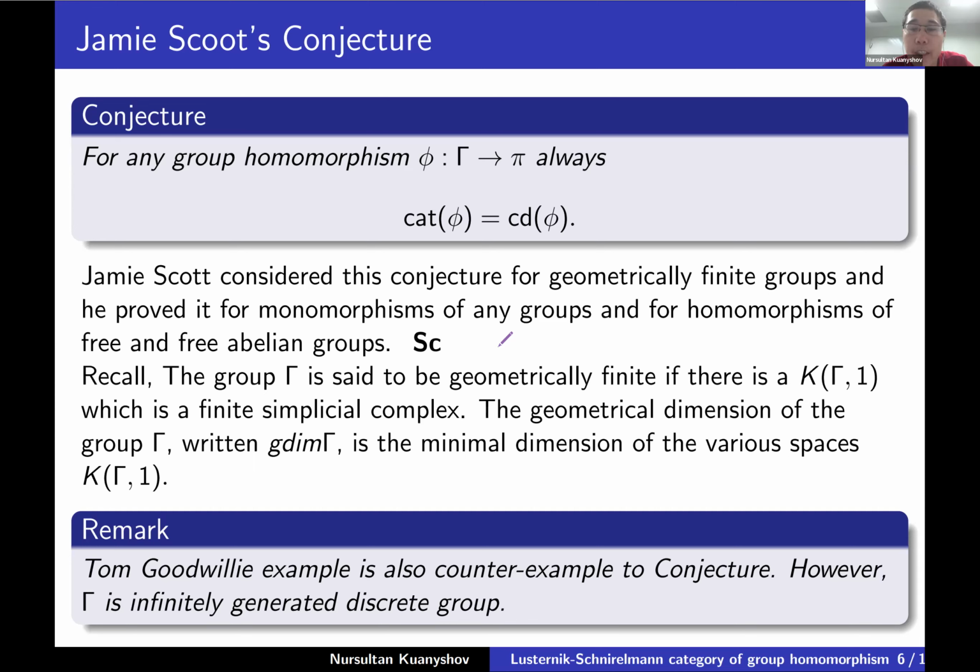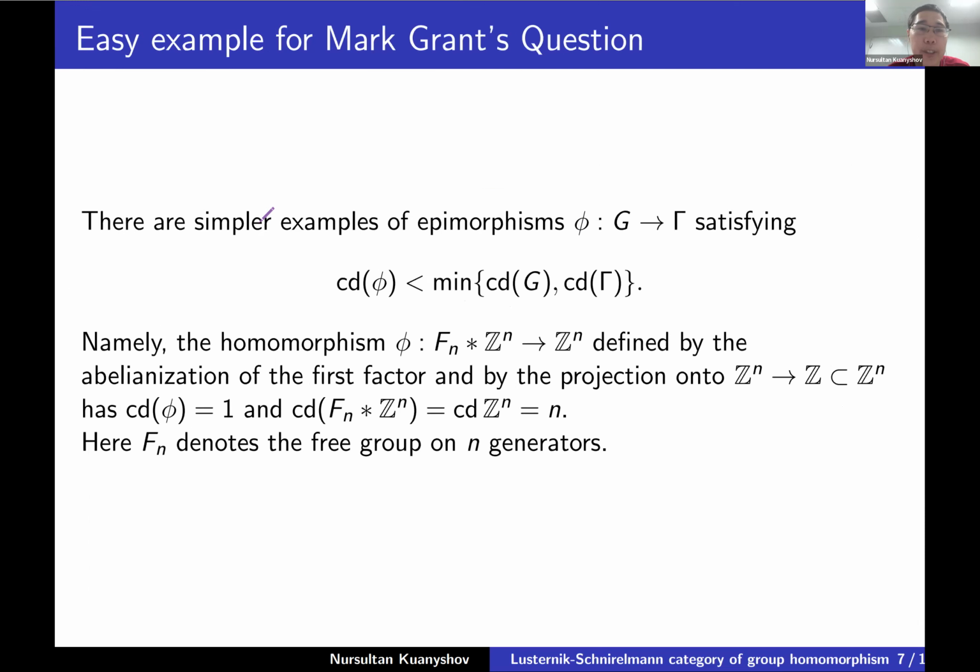So a remark here, like I said with this example, in fact this conjecture is false if we do not assume geometrically finite. The reason is that Tom Goodwillie's example can also be considered as a counterexample. But we note from his example that the gamma here is an infinitely generated discrete group. So we are looking for finite ones.